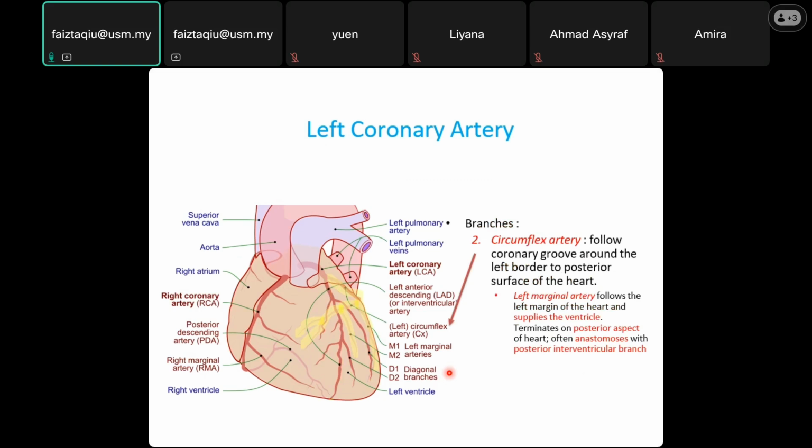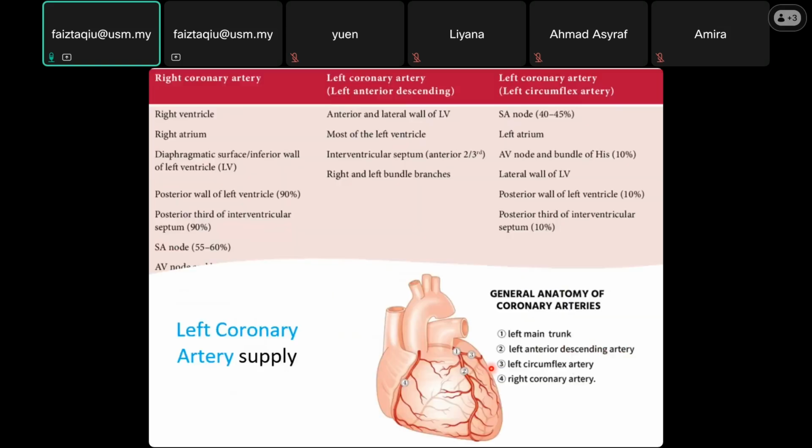So next we go to the circumflex artery, the highlighted yellow one. It follows the coronary groove around the left border to the posterior surface of the heart. It gives rise to the left marginal artery, which follows the left margin of the heart and supplies the ventricle. It terminates on the posterior aspect of the heart, often anastomosing with the posterior interventricular branch. So this is the summary.